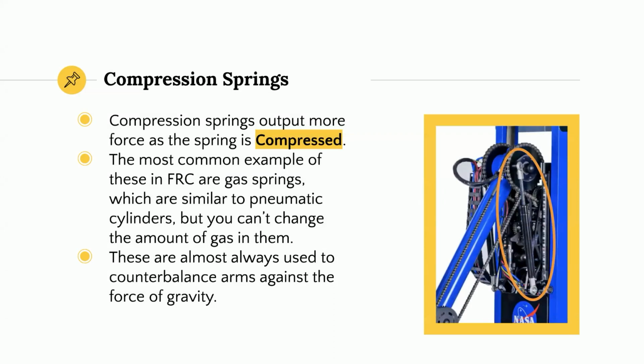Compression springs output more force as the spring is compressed. The most common example of these in FRC are gas springs, which are similar to pneumatic cylinders, but you can't change the amount of gas in them. So as you compress the gas spring, the gas gains more pressure and therefore outputs more force. These are almost always used to counterbalance arms against the force of gravity.